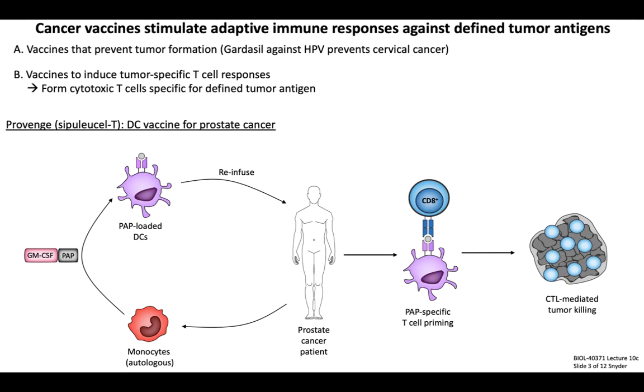For this case of Provenge, once the PAP-loaded autologous DCs are reinfused, they can then prime PAP-specific T cell responses that lead to CD8-mediated prostate cancer killing. An obvious drawback to cancer vaccines is that they work best for tumors with strictly defined tumor antigens that are conserved amongst all tumor cells. This is actually the case with PAP expression in prostate cancer, but many spontaneous cancers have more heterogeneity in terms of their antigen expression profiles.